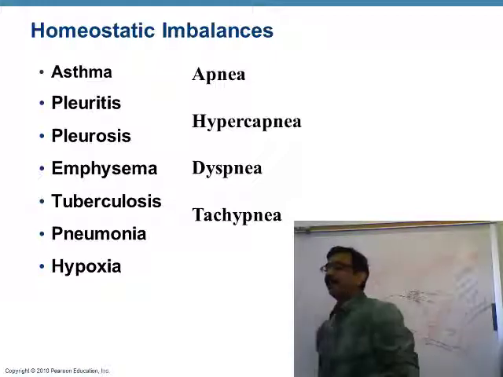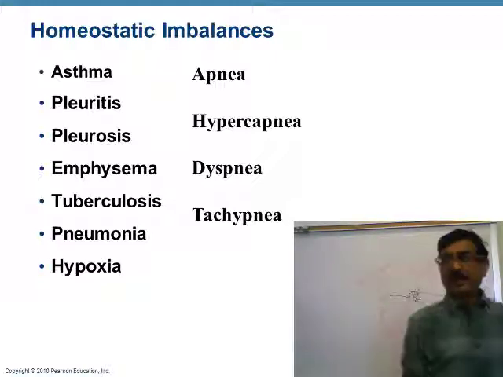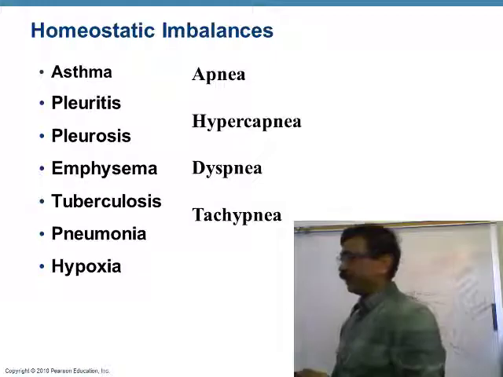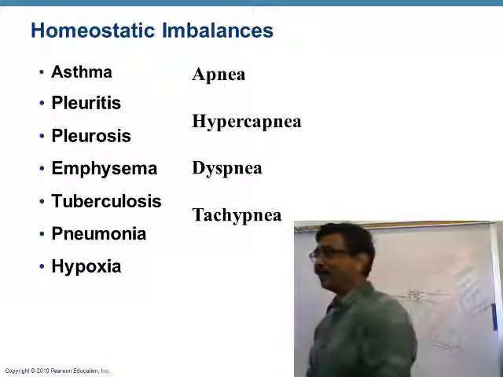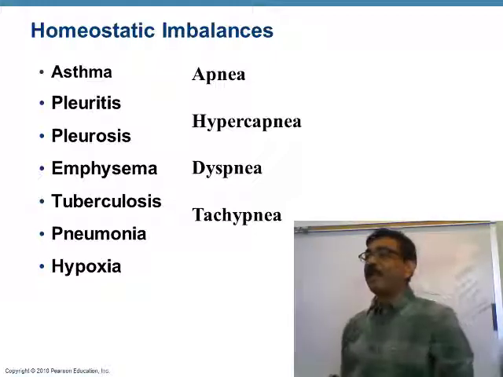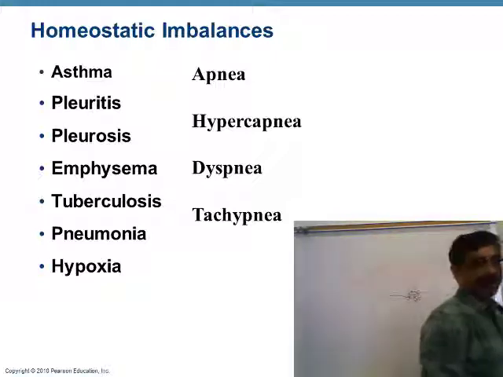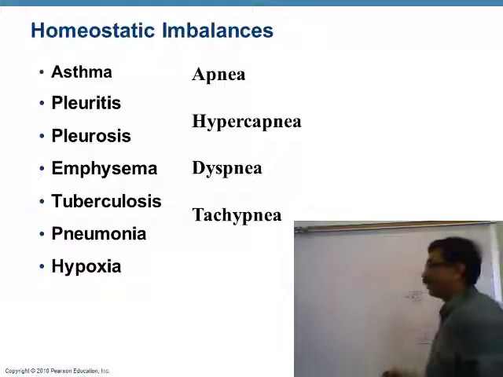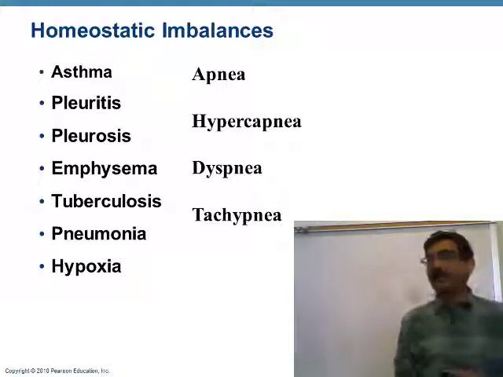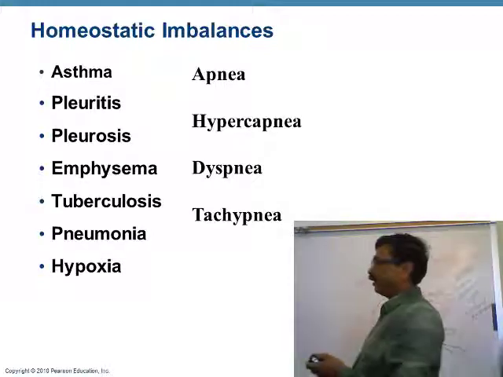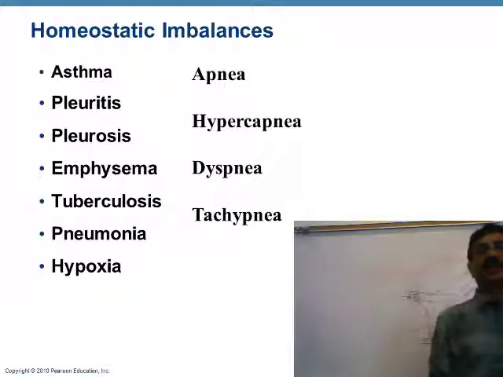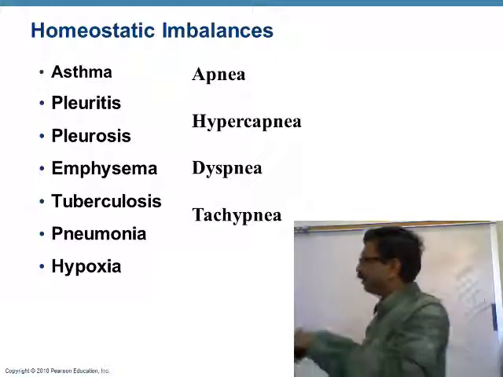Apnea, A means absence. So apnea is temporary cessation of breathing, temporary stoppage of breathing, not permanent. If it is permanent, then you know what happens, right? Hypercapnia, hyper means more, capnia is carbon dioxide. So more carbon dioxide in the blood is hypercapnia. Dyspnea, disorder in breathing, irregular breathing is dyspnea. Tachypnea, tachy means fast. So if the respiratory rate is more than normal, that condition is called tachypnea.